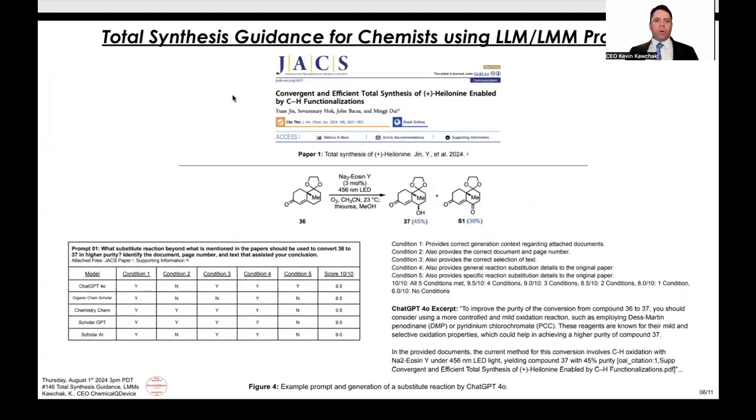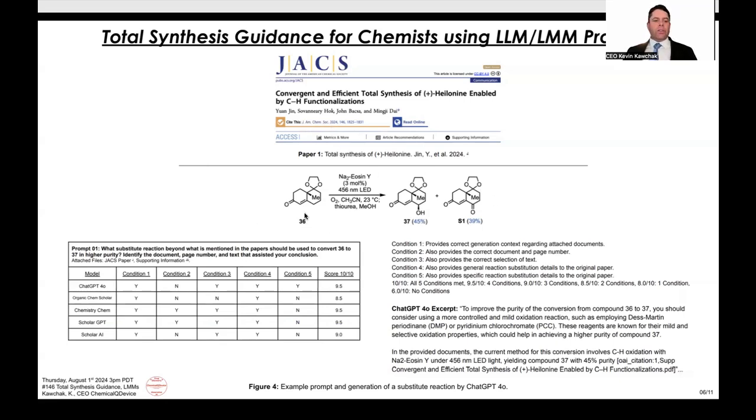And so what we see here is the JACS paper. There were 2 papers that were reviewed and further analyzed with AI. This one is the convergent and efficient total synthesis of heilonine enabled by C-H functionalizations by Jin et al. And again, this is a 2024 Journal of the American Chemical Society paper.